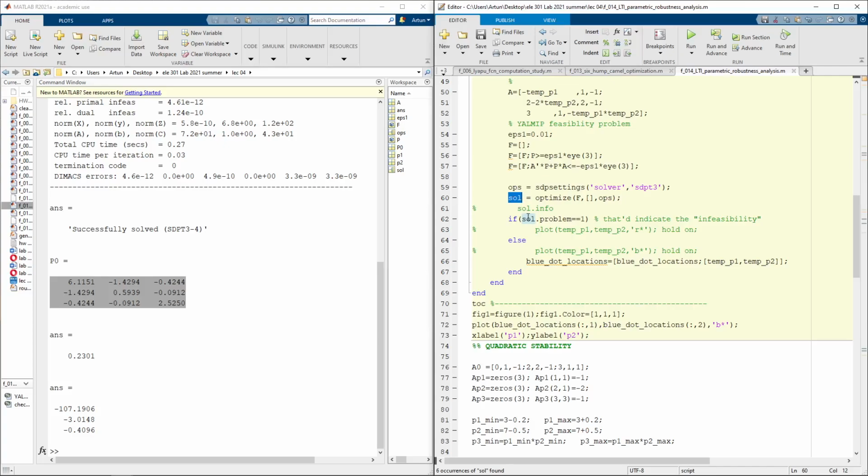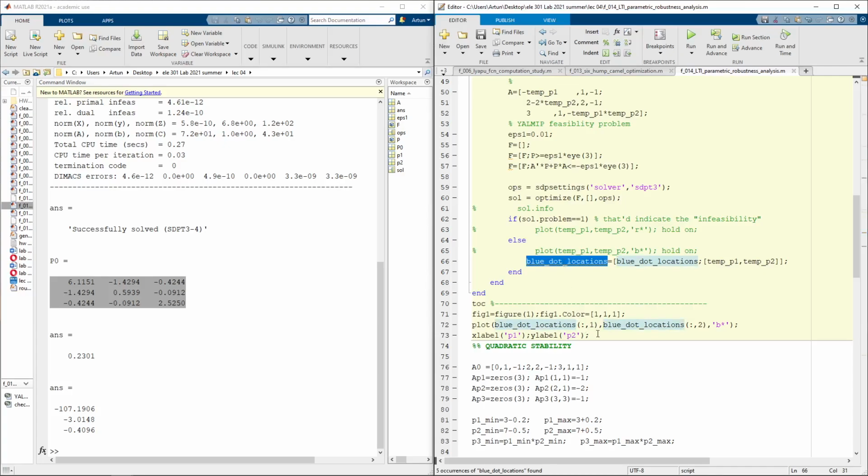This object has a couple of fields, and one of them is problem. Problem takes integers, and there are a couple of different cases, and 1 signifies infeasibility. If it is 1, that means infeasible. We don't care about that case. But if it is not infeasible, meaning it is feasible, by the way, there are only 2 cases for that problem, just store that location, the P1 and P2 values, basically.